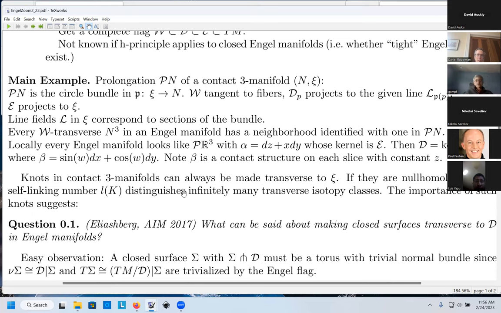If you have a closed surface that's transverse to the Engel plane field, it has to be a torus with the trivial normal bundle. The reason for that is that both the tangent and normal bundle are going to be trivialized by the Engel structure. So the normal bundle, for example, can be identified with D along the surface, and D is trivialized by having the line bundle W inside of it. And similarly, the tangent bundle is gotten by modding out D, and that is then trivialized by E, which is going to collapse down to a line bundle and this plane bundle. So again, both the tangent and normal bundle are trivial, and that gives this easy observation. So we have necessary conditions for something to be a transverse surface.